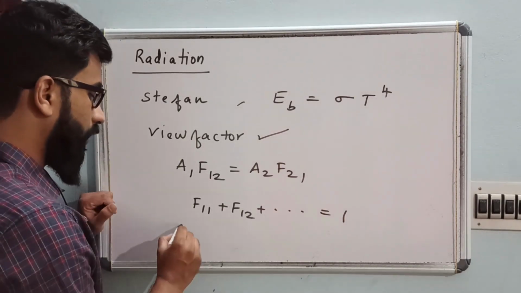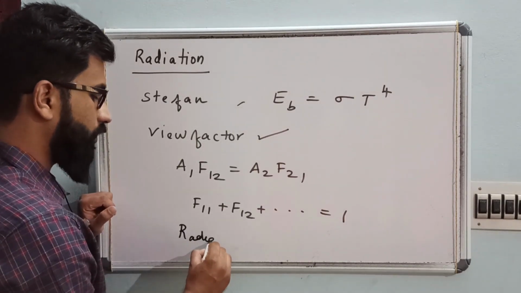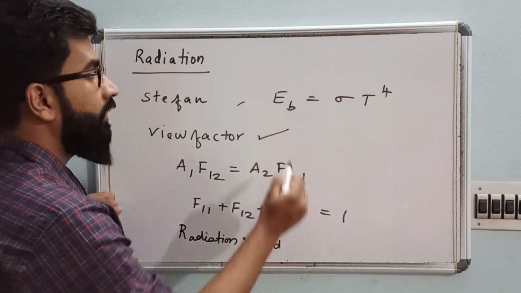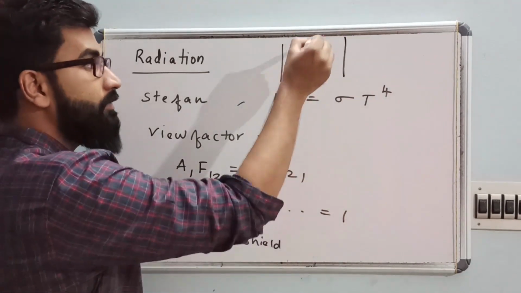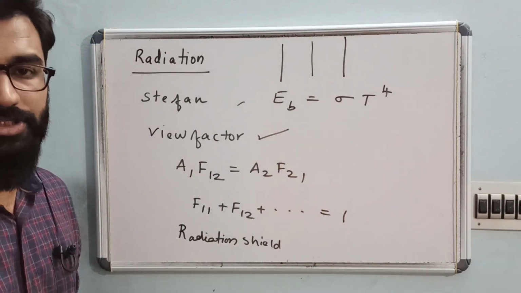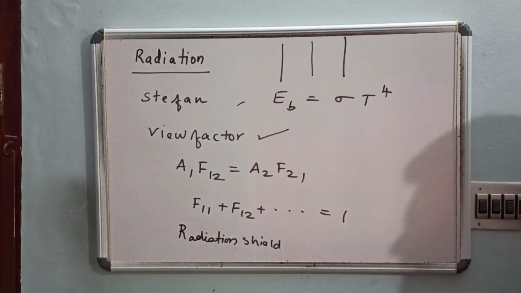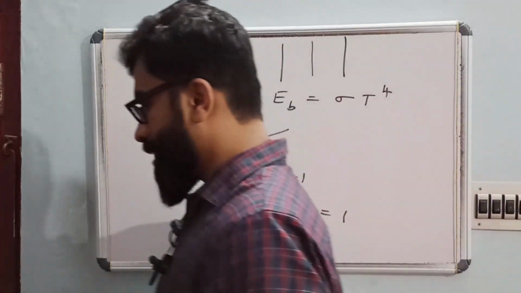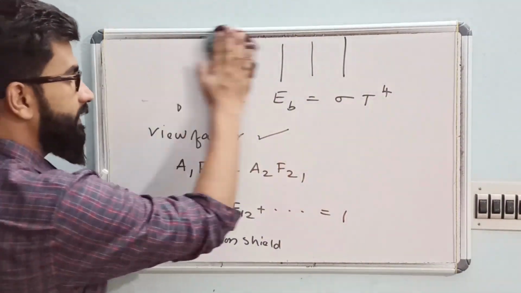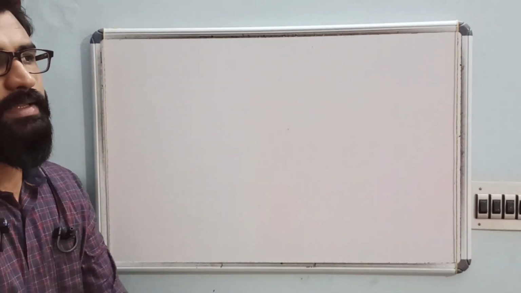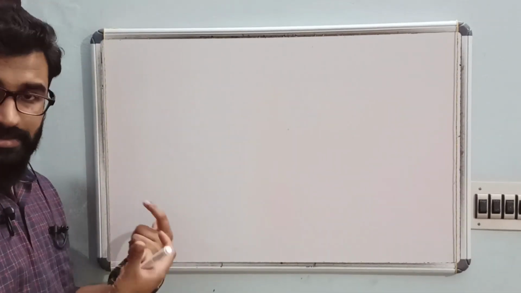Then you have a topic called radiation shield, right? If you have two parallel plates and in between we insert a radiation shield, that is to reduce the radiation between the two surfaces. Based on this also they can ask some questions. Clear? So these are the total topics we have for radiation. Go through the questions as well, then you will understand what previous year questions they have asked from radiation.